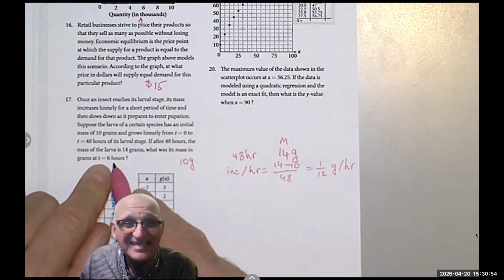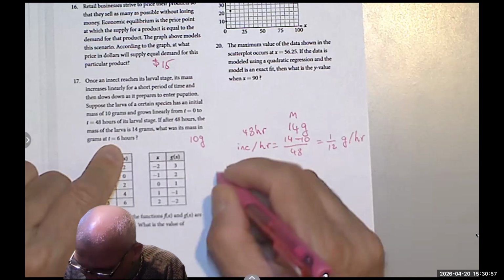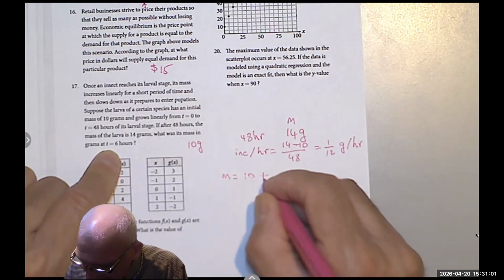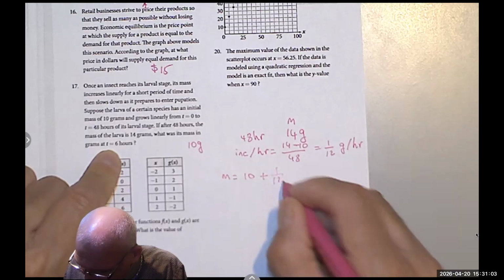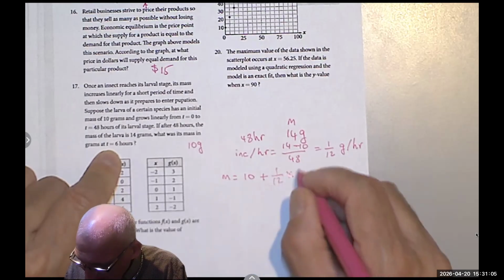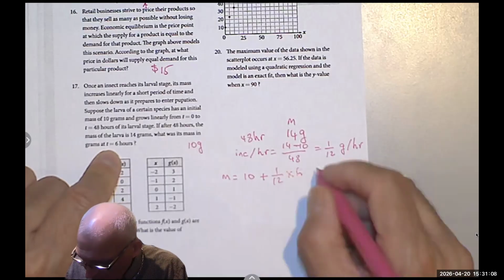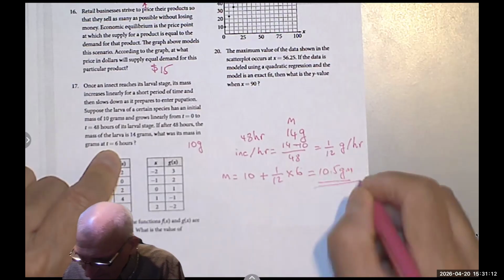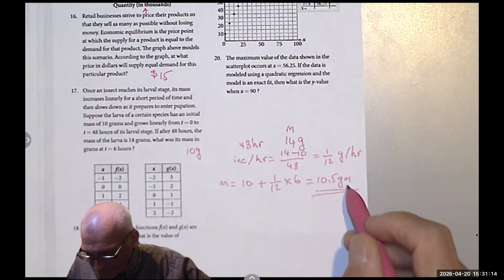So they ask you, okay, so that's after 48 hours. How about after 6 hours? After 6 hours, the mass equals: it started at 10, and then it added 1/12 every hour, but I have 6 hours. 6 over 12 is 1/2, so you get 10.5 grams. So that would be the mass.